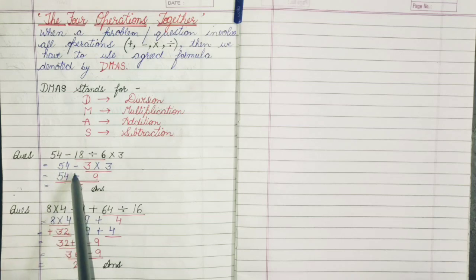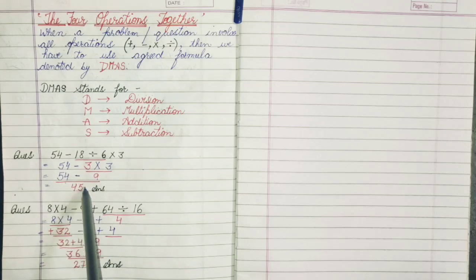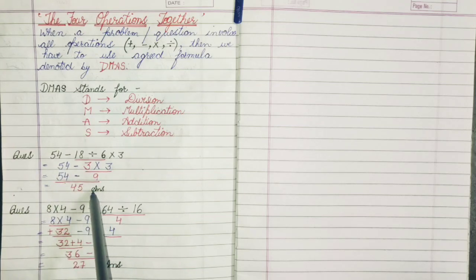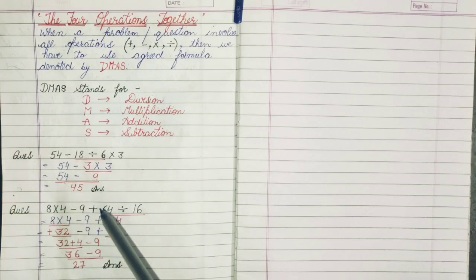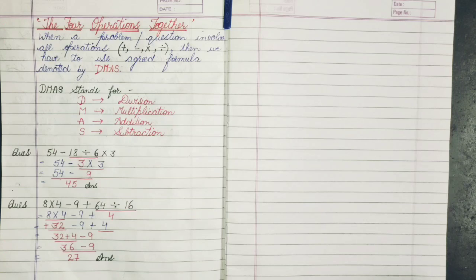So 54 minus 9 is equal to 45. Hence, this is our correct answer. Am I clear, everyone, with this question? Yes, to make our concept strong, let's move to the question.